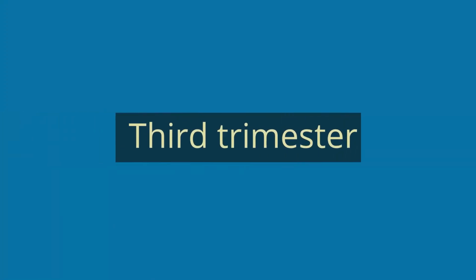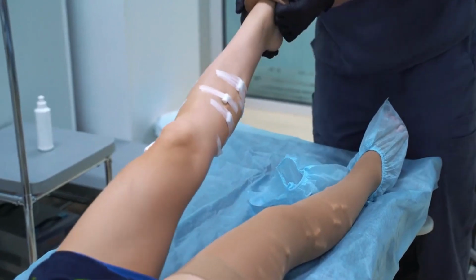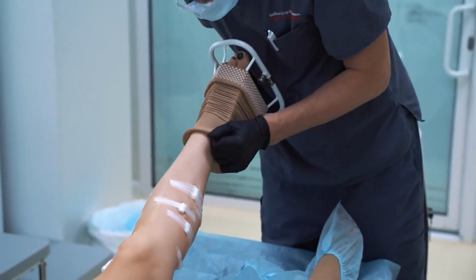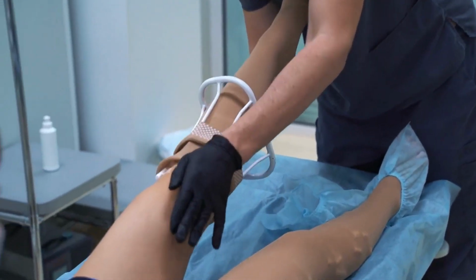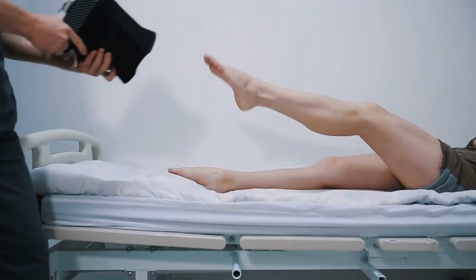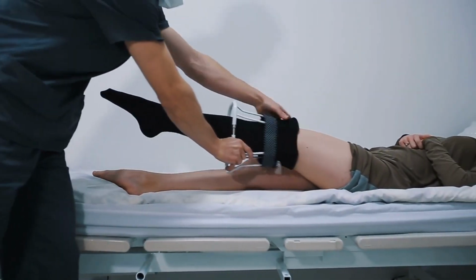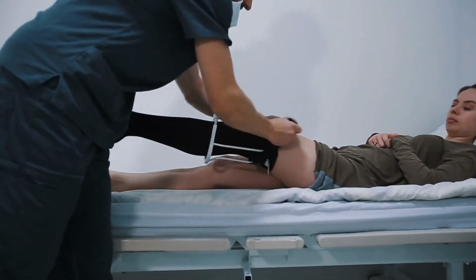Third trimester. Complications that can occur at this stage include preeclampsia. After 20 weeks of gestation, it is a medical condition characterized by high blood pressure, proteinuria, and pathological edema. Eclampsia, pulmonary edema, acute and chronic renal failure, and placental abruption may occur in severe cases.